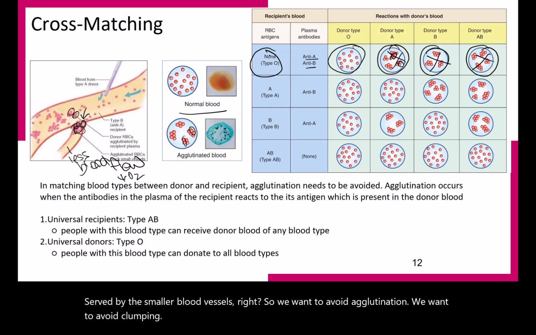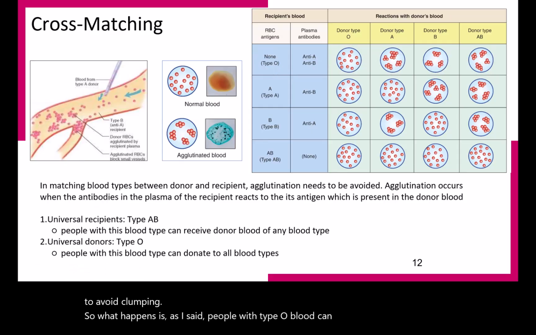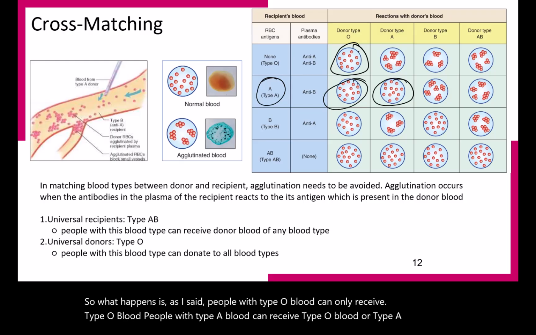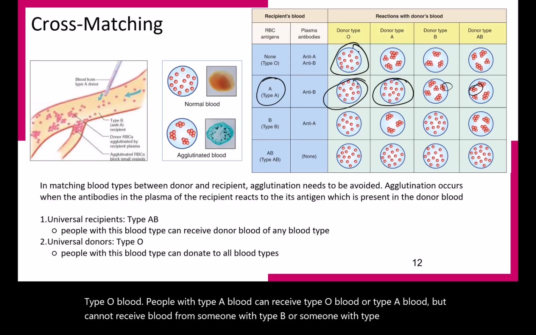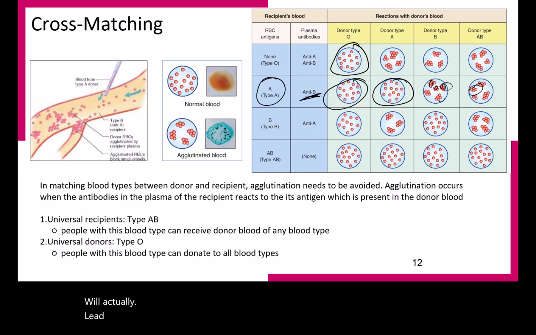As I said, people with type O blood can only receive type O blood. People with type A blood can receive type O blood or type A blood, but cannot receive blood from someone with type B or someone with type AB, right? Because the anti-B antibodies in this person will lead to clumping of the red blood cells donated by either someone with type B blood or someone with type AB blood.